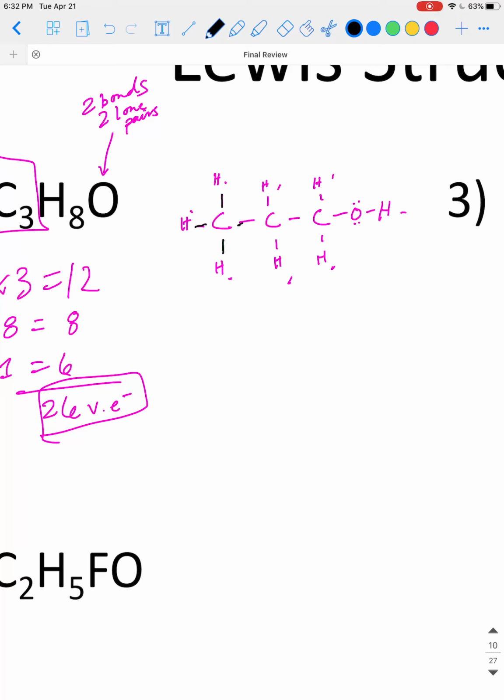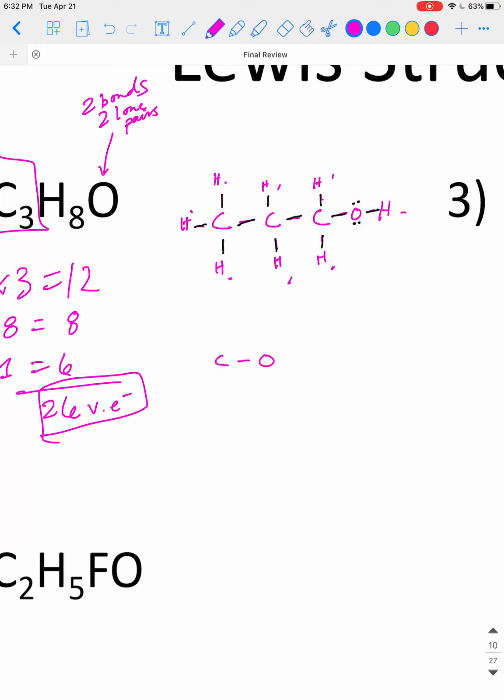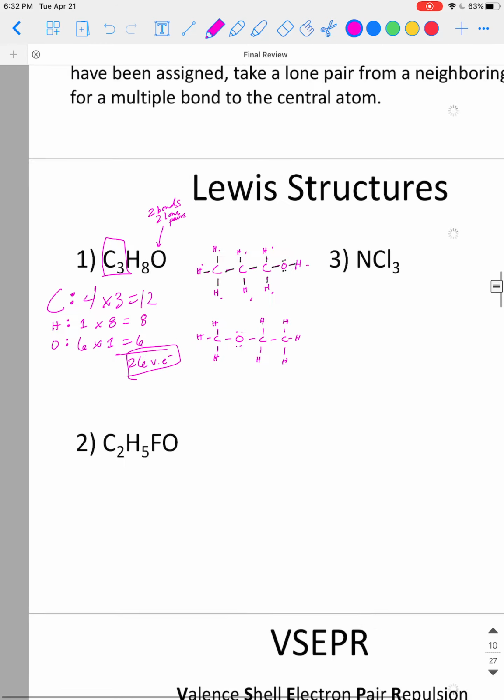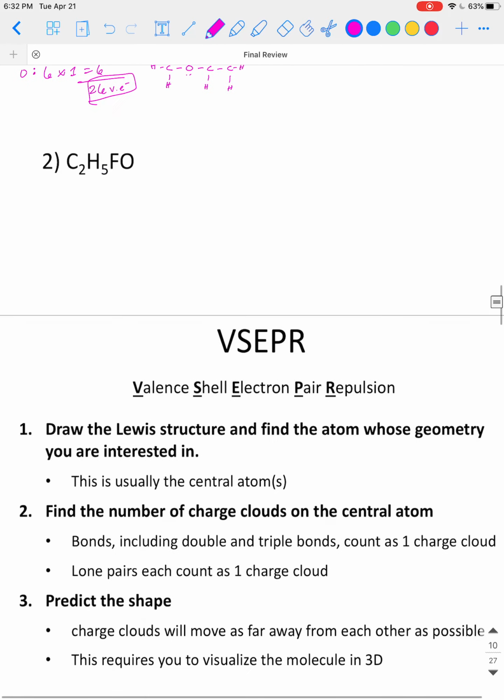Remember, every time we draw a dash or a bond, that's 2 electrons. So this would be 2, 4, 6, 8, 10, 12, 14, 16, 18, 20, 22, 24, 26. So we've satisfied everything. You could have gotten a totally different structure. Maybe you put an oxygen between 2 carbons. Totally doable. Totally fine. Okay, you could have got something like this. Still have 8 hydrogens. I bet if you count it up, you'll have 26 valence.